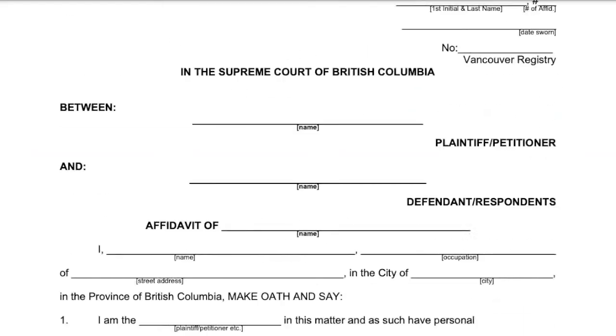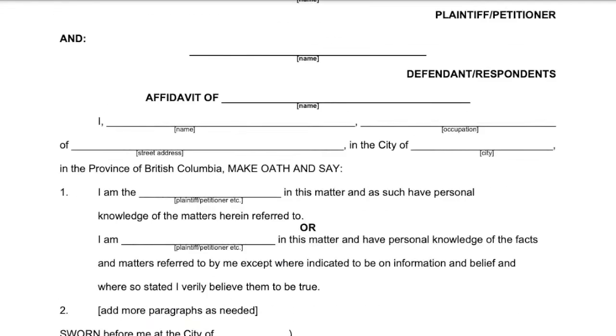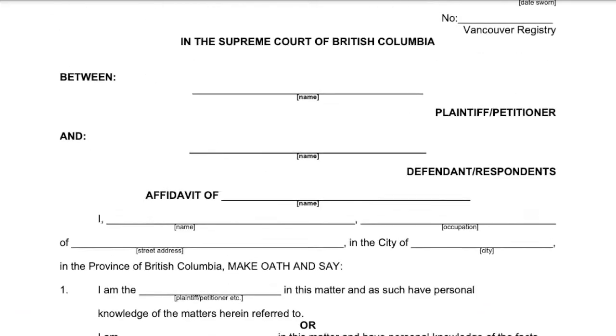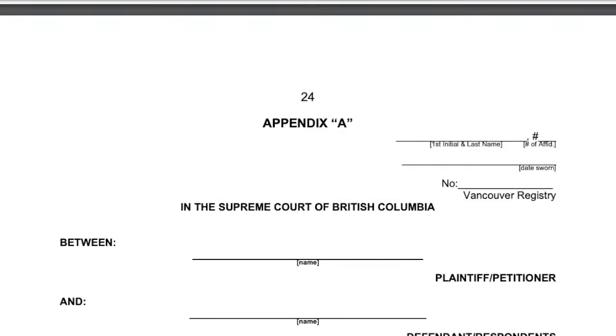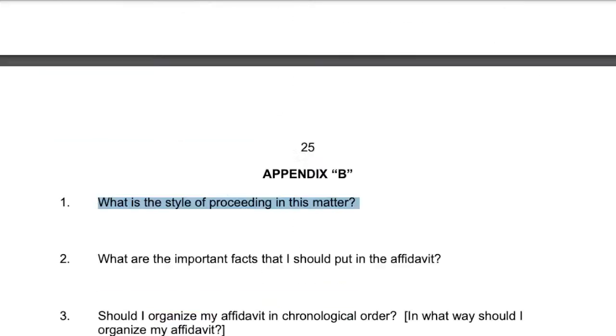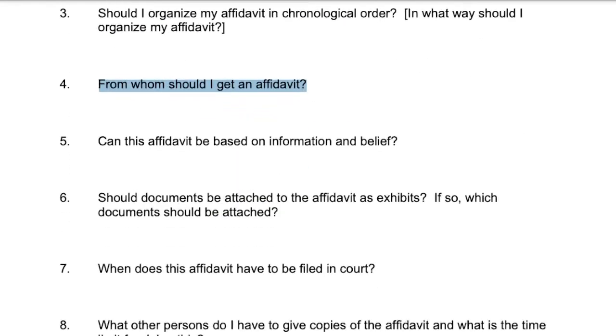Affidavit of Mary Smith, Appendix A, Appendix B. All right, Appendix B. What is the style? Okay, so this is the sample they're saying you can use as a template here in British Columbia, I guess, for their Supreme Court. Or you can download the one off their website because it's online. What is the style of proceeding in this matter? What are the important facts I should put in the affidavit? Should I organize my affidavit in chronological order? This is our checklist here. I already went over this.